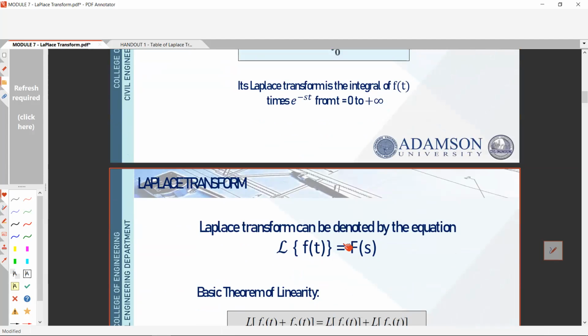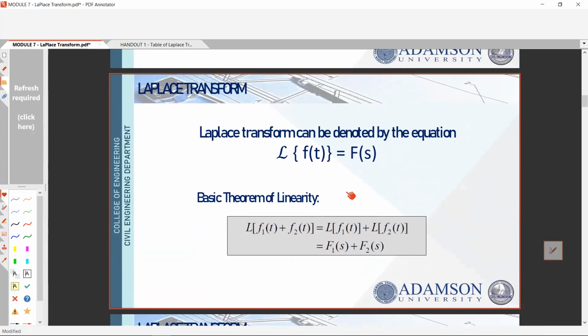Ayan. So basic theorem of linearity sa Laplace transform. Okay. So yung Laplace transform of f of t is given by f of s. Okay. So with respect to s na siya. Okay, so basic theorem of linearity, the Laplace of the sum of f1 of t plus f2 of t is equals to the sum of the individual Laplace. So pwede mo pala siyang i-distribute yung Laplace transform.